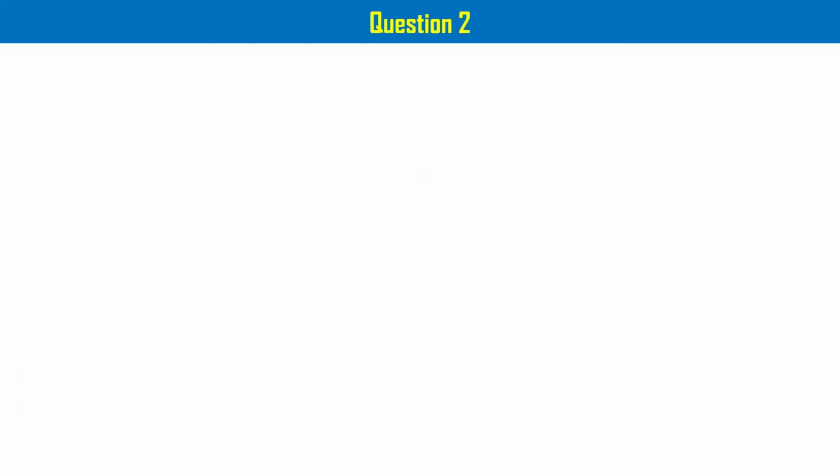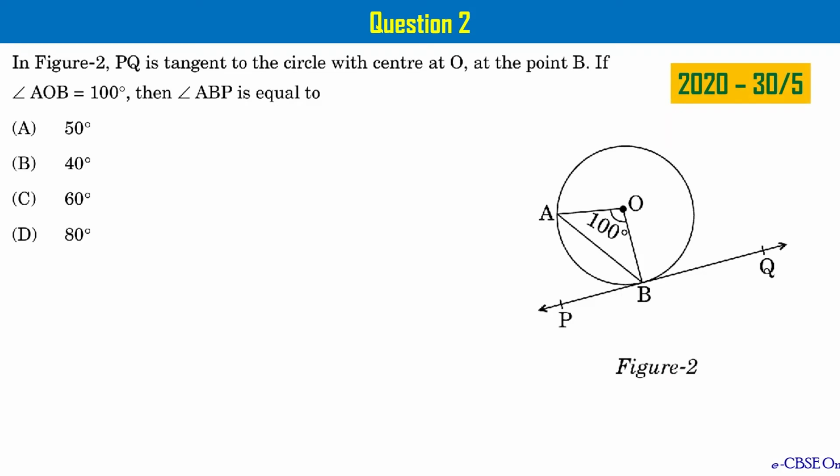Let's go to the next question, question number 2. In figure 2, PQ is tangent to the circle with center at O at the point B. It means the center of the circle is O and the point at which the tangent is touching the circle is point B. If angle AOB is 100 degrees, then angle ABP is equal to what? We have to find that.